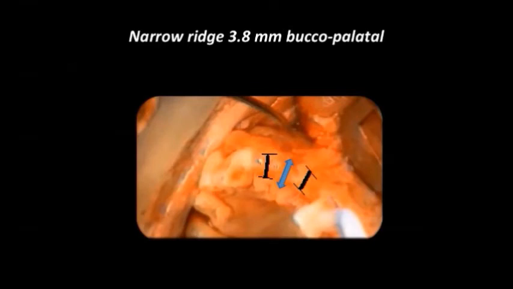So this means that I have to augment on the buccal side to widen the ridge. If you're putting a 3.5 millimeter implant, we need 1 millimeter on the palatal side, so this is 4.5. 4.5 plus 2 is 6.5 or 7 millimeter. So we need to thicken the bone on the ridge from 3.8 to 7 or 8 millimeter in thickness.